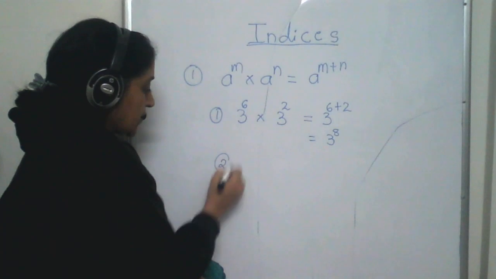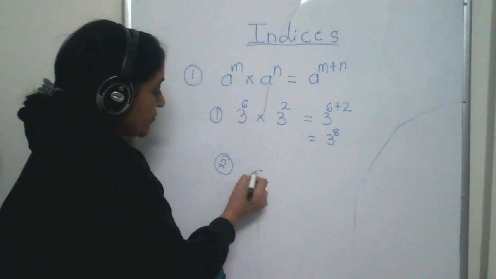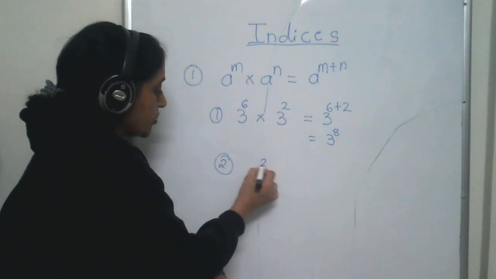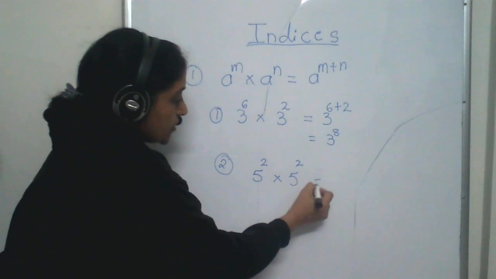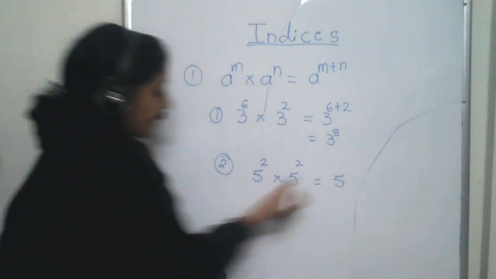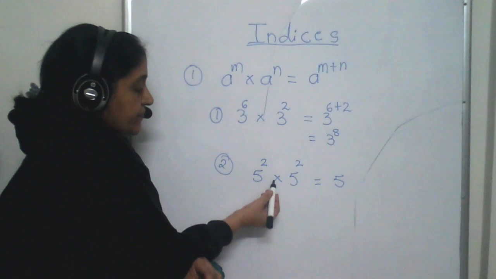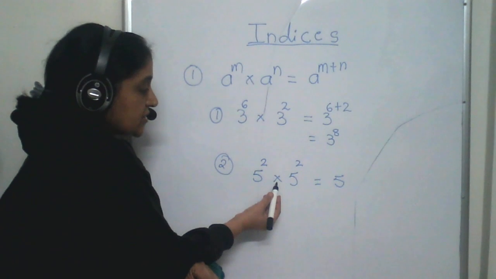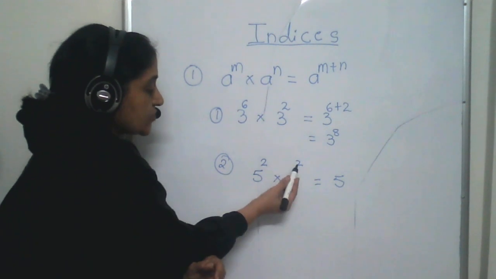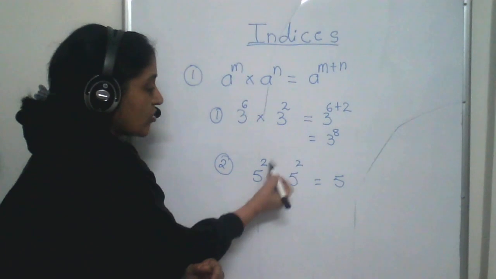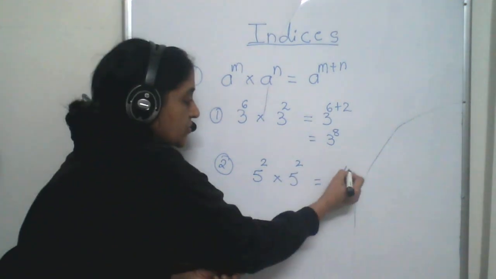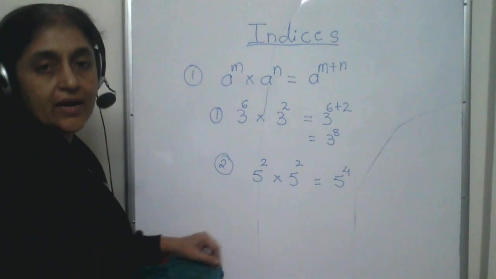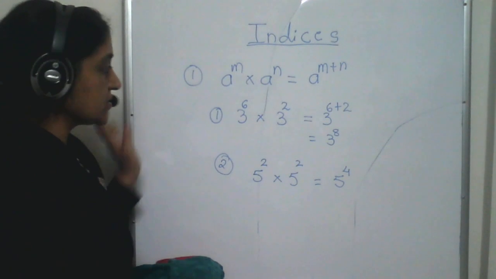So look at the second example. 5 to the power 2 into 5 to the power 2. So here the bases are the same and they are in multiplication, hence we are adding the exponents. Whether they are the same or they are different, it is going to be added. So this is the first law.